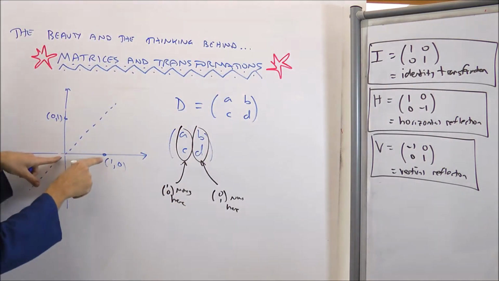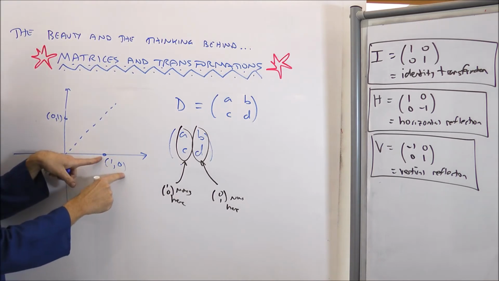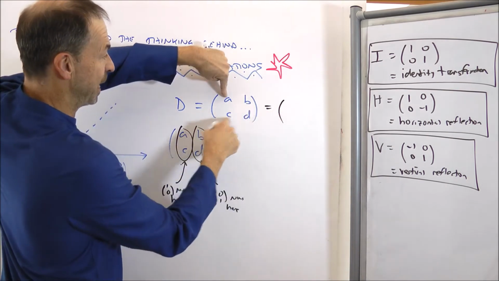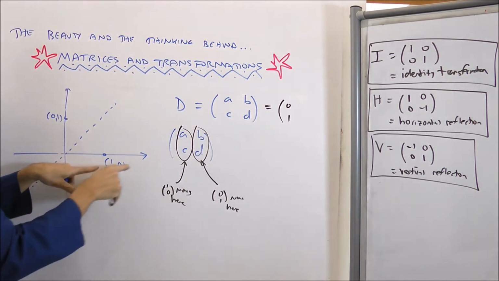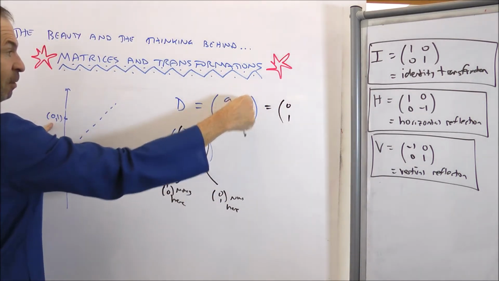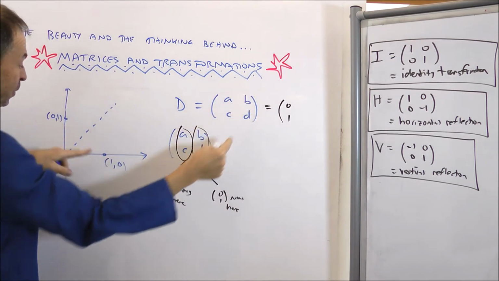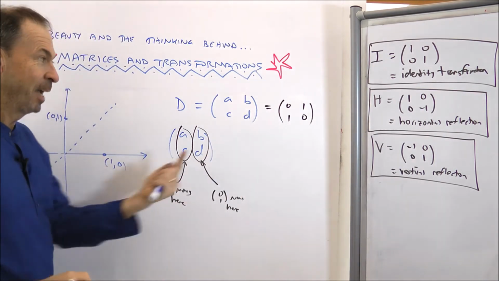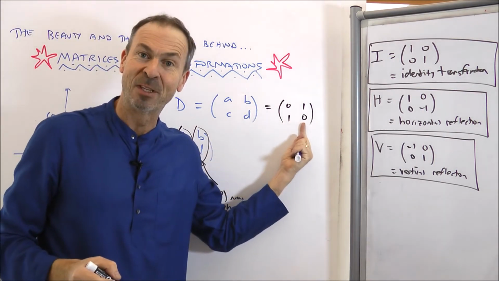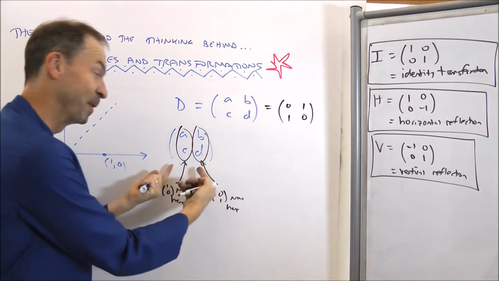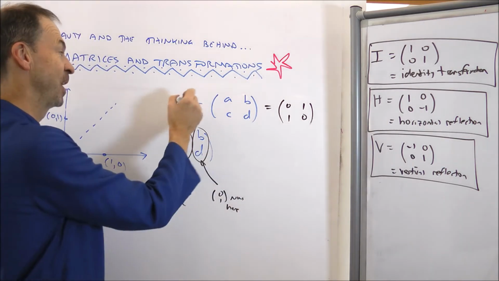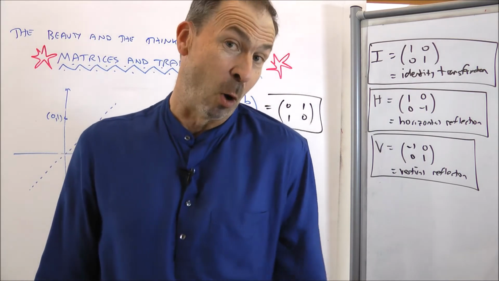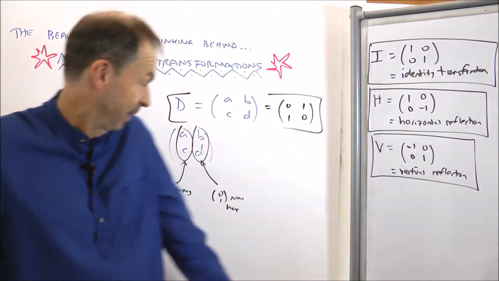For the diagonal matrix, I want 1, 0 to move to 0, 1. And I want the point 0, 1, this other one, to move under the diagonal reflection to 1, 0. I can just write down where I want the two fundamental points to move and use them as columns. That suggests D might be this matrix. Now we should check our work, because that's just like a hunch. It was really clever thinking here.